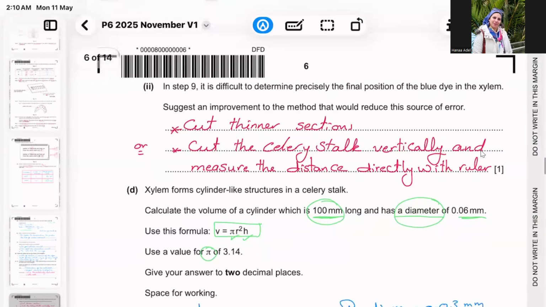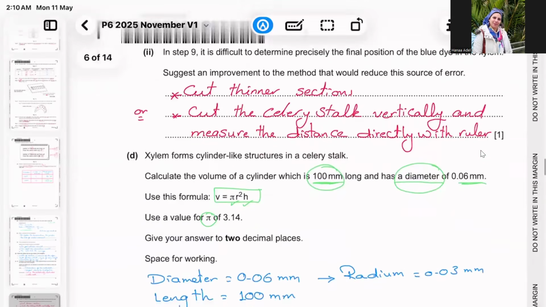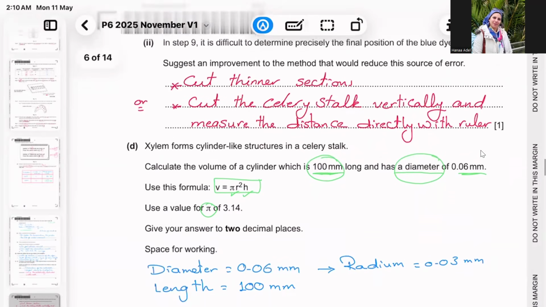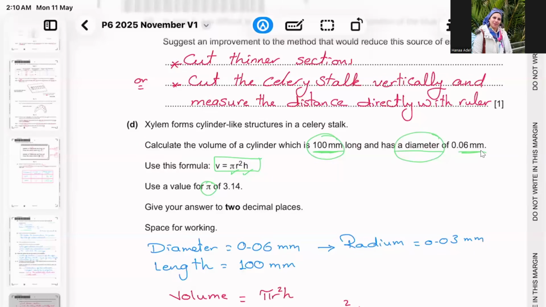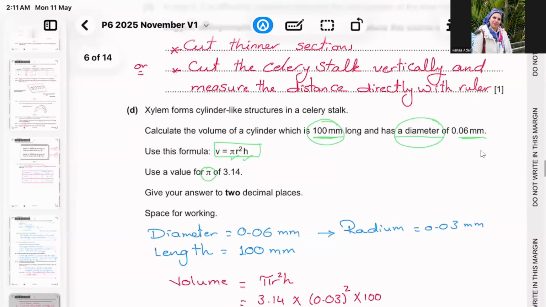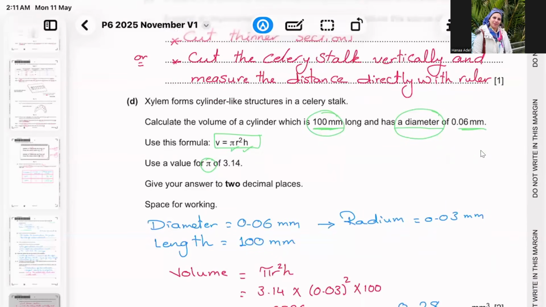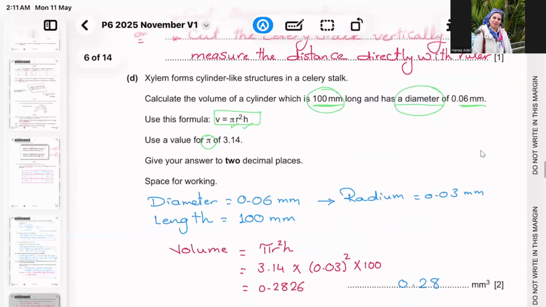So the first step, you have to calculate the value of the radius. We have the diameter 0.06 millimeter, and its radius is divided by 2, which is equal to 0.03 millimeter. Its length is 100 millimeter, and then we use the rule given to us. The volume is equal to pi r squared multiply h, so 3.14 multiply 0.03 power 2, and then multiply 100. Final result is 0.2826. But the question asks for 2 decimal places, so 0.28.